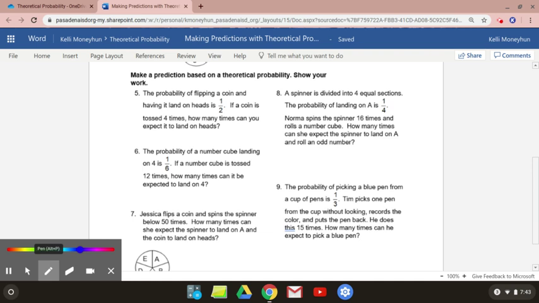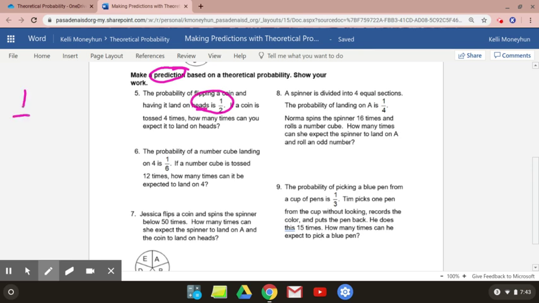All right, now we're going to get into actual predictions. Okay, I know that because it literally says make a prediction based on theoretical probability. Show your work. Thank you for the reminder, paper. That was super important. The probability of flipping a coin and it landing on heads is 1/2. Wow, it already gave us something.